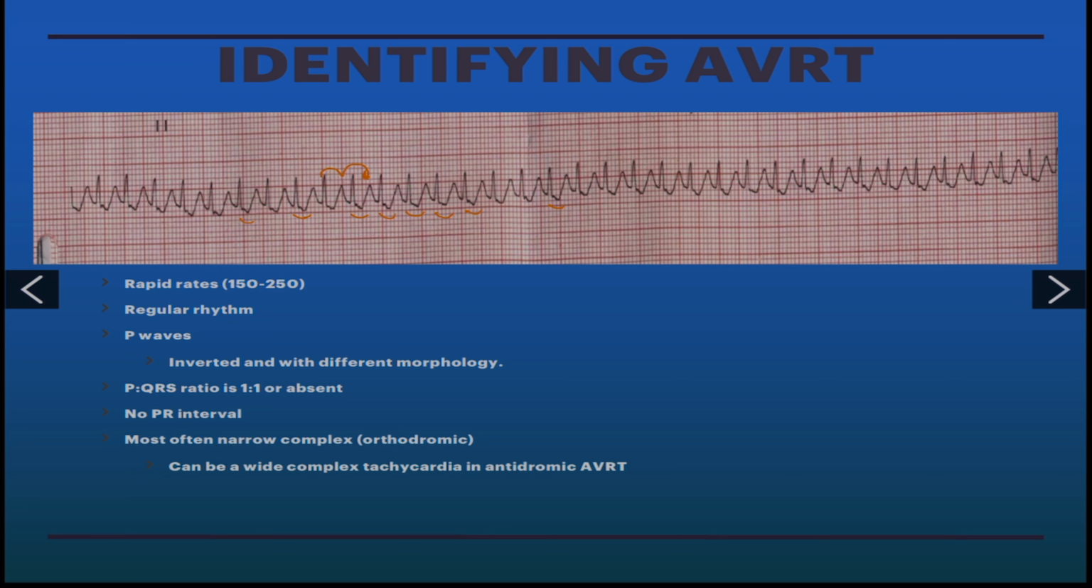I have a 1-to-1 P to QRS ratio, or is it absent? Well, in this case, I'm going to say that it's absent because I can't really identify the P wave. I'm just looking at the change in morphology. So we have an absent P to QRS ratio. We have no PR interval, and I'm dealing with a narrow complex tachycardia. It would be considered antidromic AVRT if it was wide complex tachycardia. But again, we're managing that as VTAC until proven otherwise.